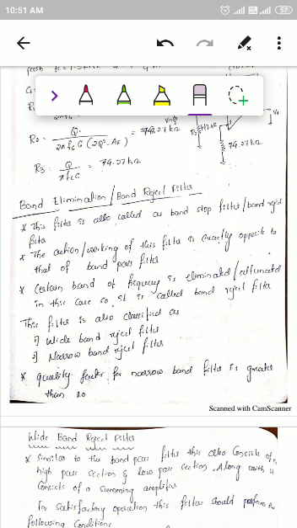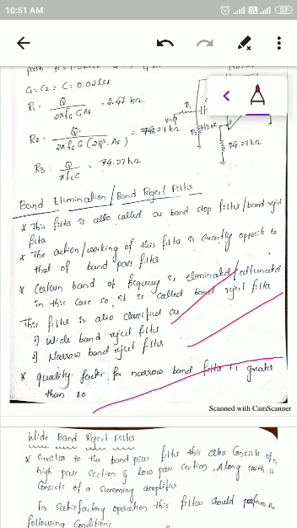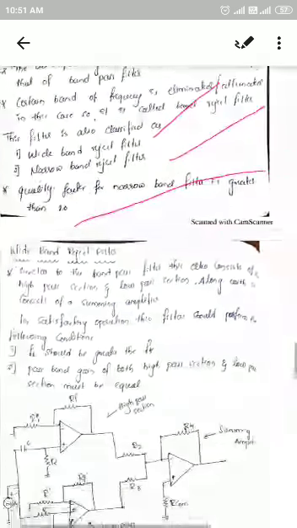Once again, in case of band pass filters we have two types, wide band pass and narrow band pass. The quality factor of the narrow band pass filter is always greater than 10. So this is the introductory part of the band elimination filter.